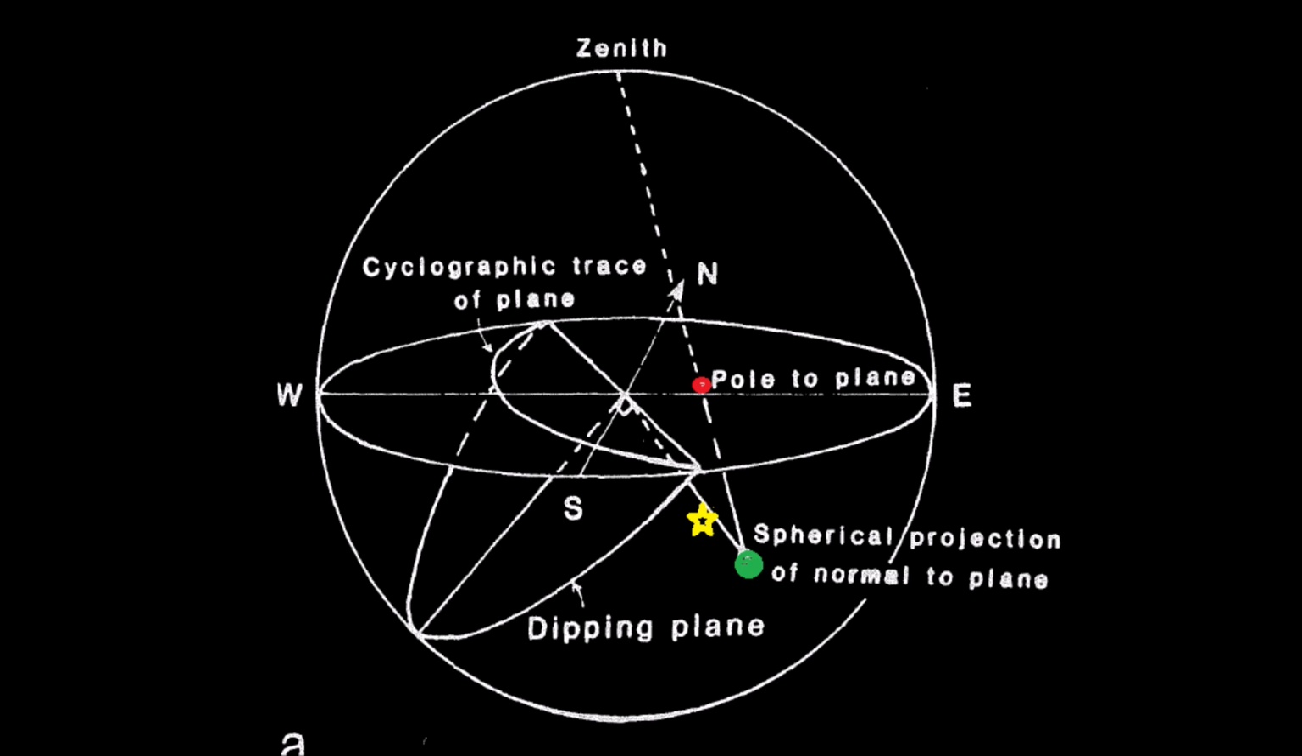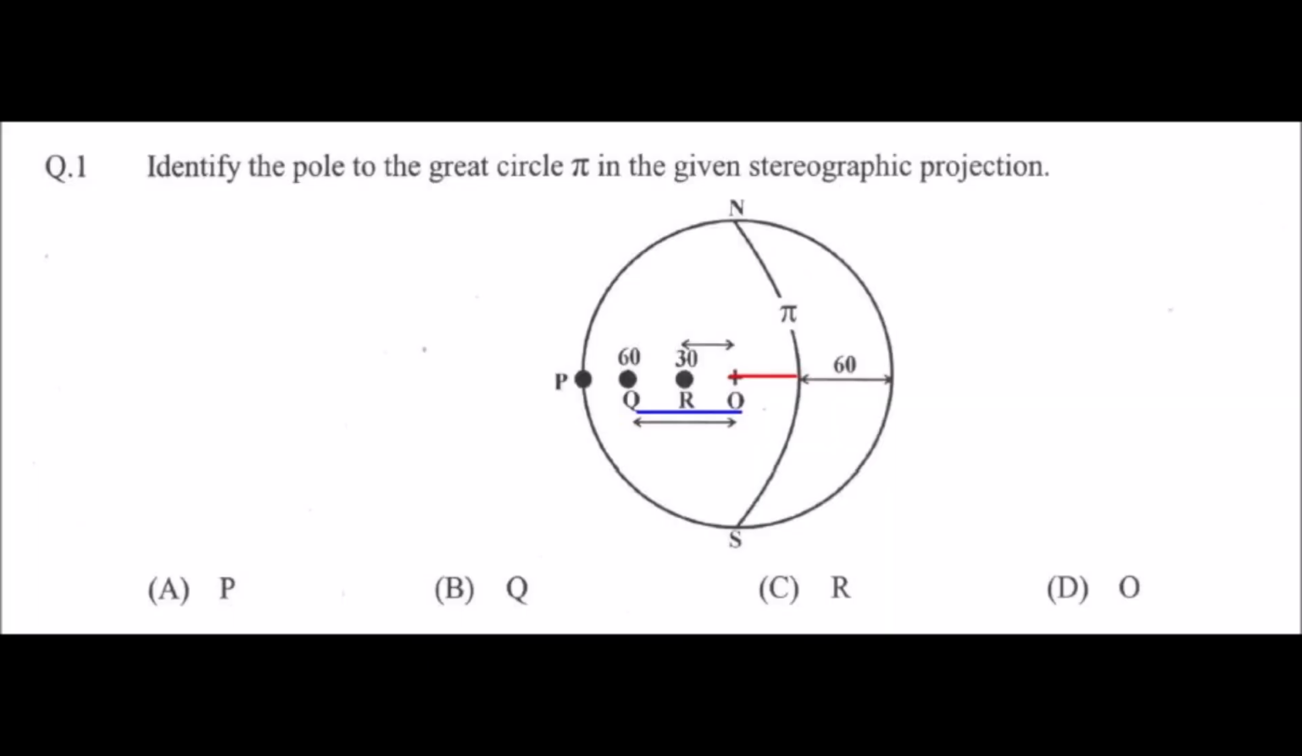Now as the dip of the plane increases, the pole of the plane shifts towards the periphery of the equatorial plane. So in this question, the plane pi is at 60 degrees from the periphery, so its pole will be 90 degrees in the opposite direction from that pi. As I have shown here, the red colored line is of 30 degrees and the blue colored line is of 60 degrees. So the point Q is our answer, which is the pole to the plane pi. So the answer to this question is B.